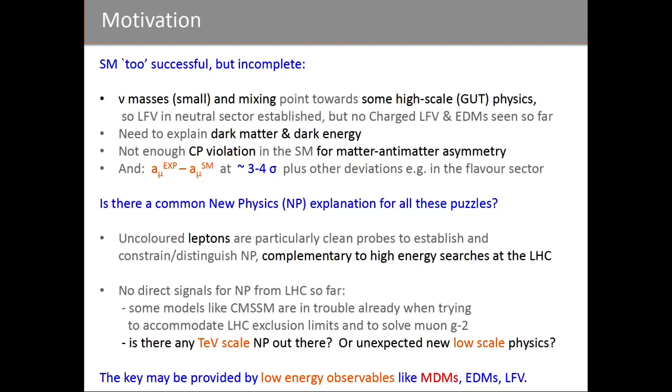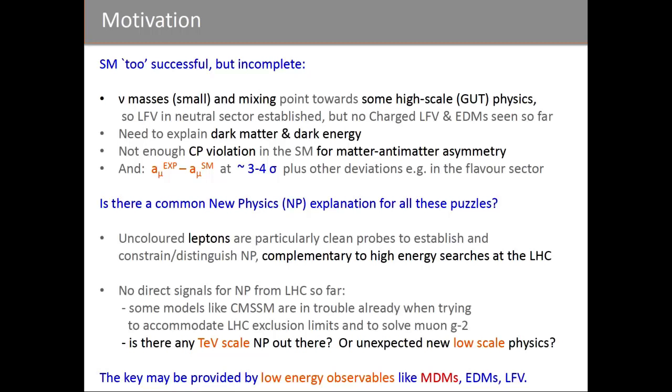So in addition, we have the dark matter and dark energy problem. We need a lot of it to explain cosmology. So there are quite a few things that are not very satisfying in the standard model from the point of view of describing what we see, apart from purely theoretical considerations. But on top of that, there are a few hints that something is wrong or not explained in the data. And the anomaly of the muon g-2 is one of the things that have been sticking out for a while, and it hasn't gone away. So a question is if there is a common new physics explanation for all these puzzles.